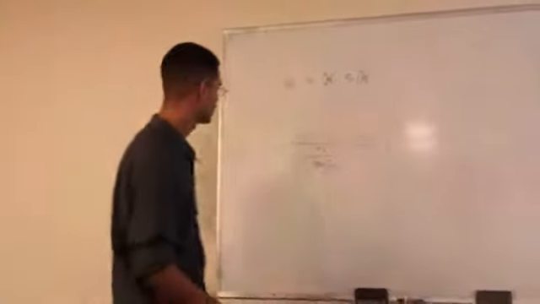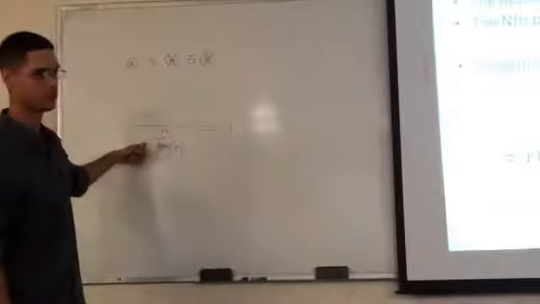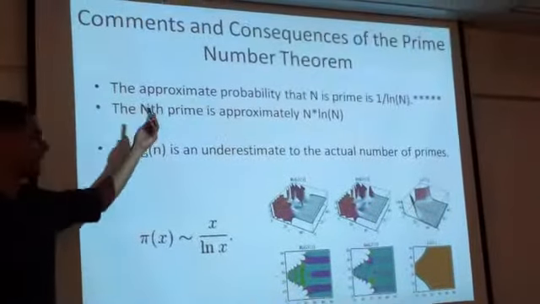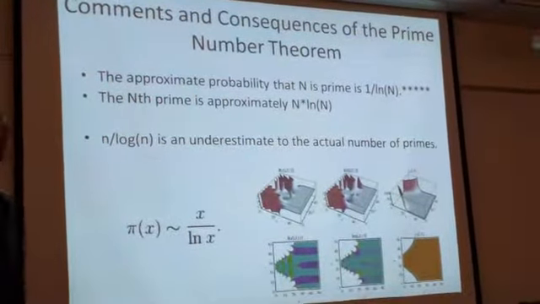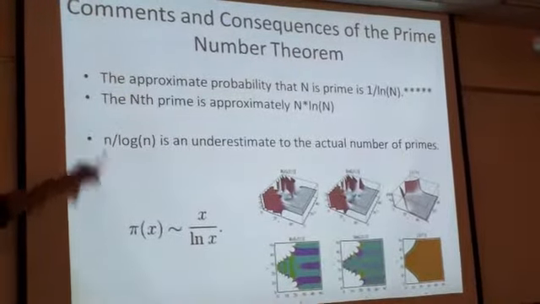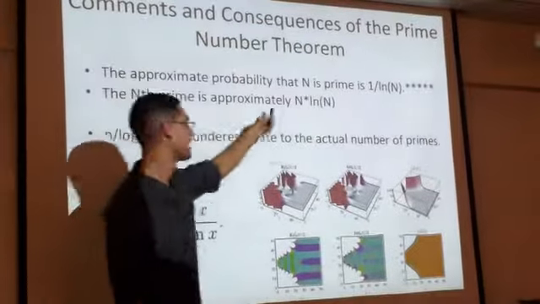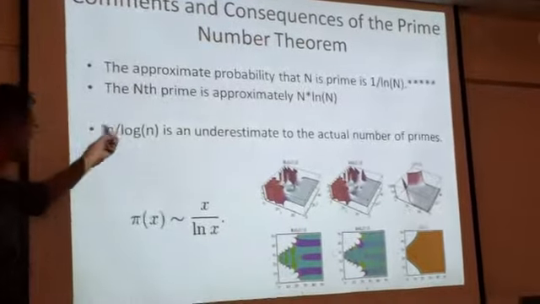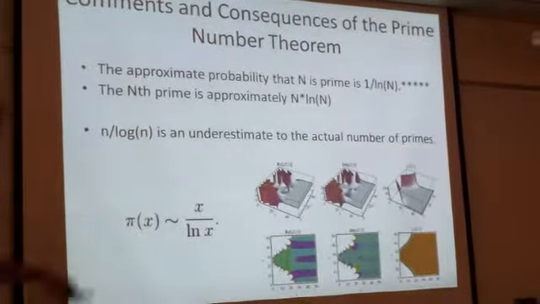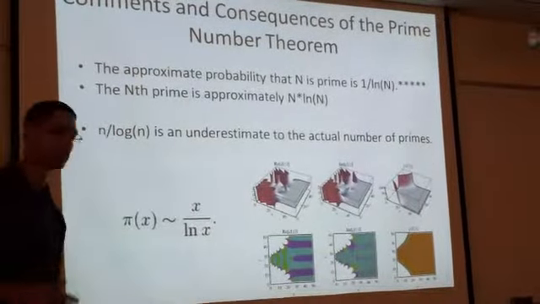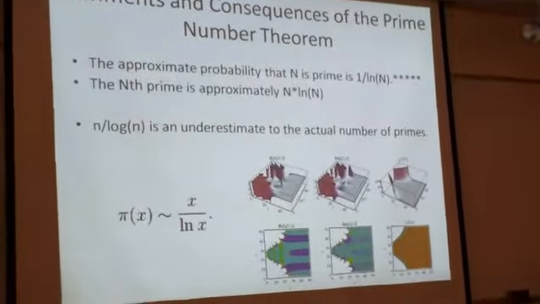Just comments and consequences of the prime number theorem. This is the prime number theorem right here. The approximate probability that n is prime is 1 over the log of n. The nth prime number, and this is very interesting, is approximately n times the log of n. And as we'll see right now in the graph, n over log of n is actually an underestimate of the actual number of primes.